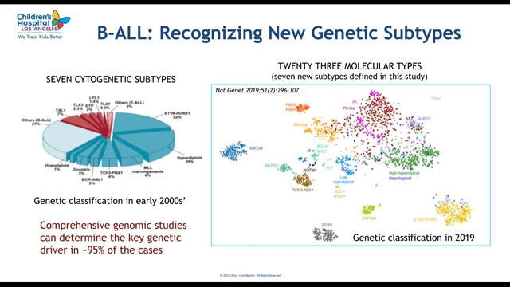So nowadays, we can actually detect the genetic drivers in almost 95% of all the B-ALL cases, but those novel genetic subtypes need other genetic testing methodologies to be efficiently identified.